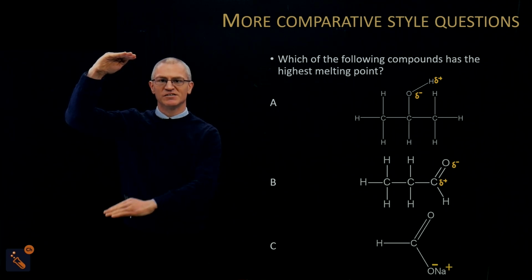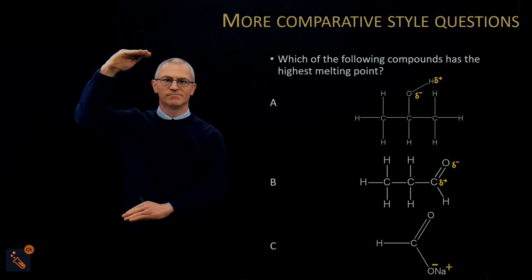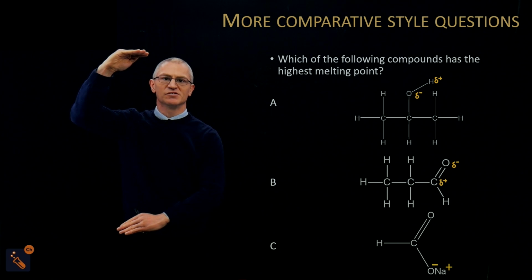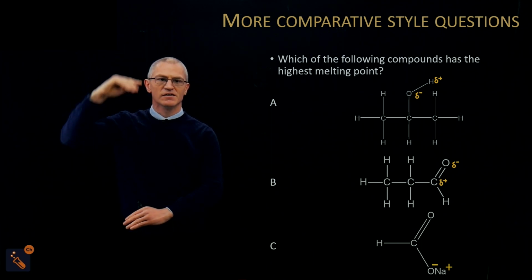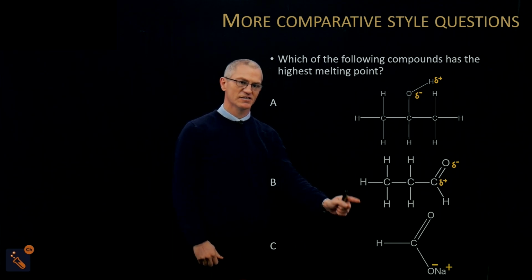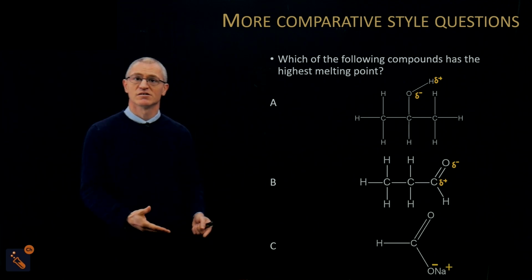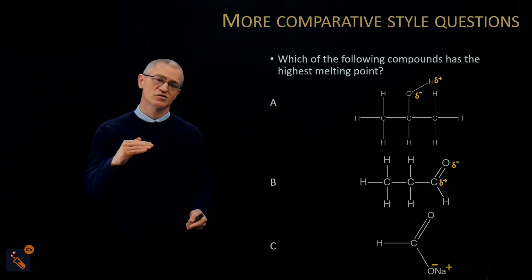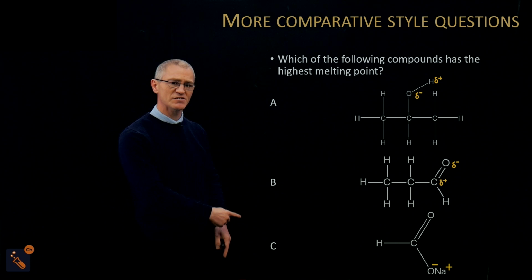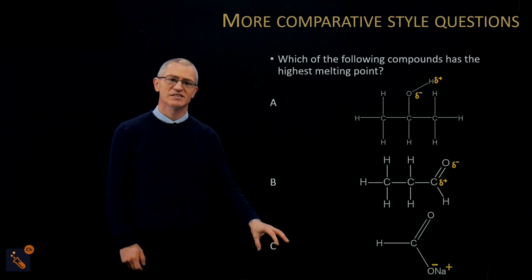So when we're talking about relative strengths, forces are down here and bonds are all the way up here. So when we're comparing these, as soon as I see there's an ionic bond, that means that has the highest melting point because it is the strongest attraction. Bonds are much stronger than forces. So therefore, the highest melting point and boiling point is going to be C.